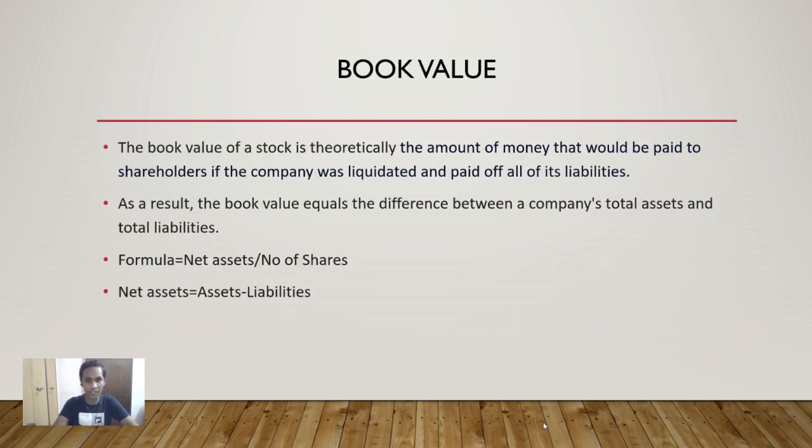The second ratio is the book value ratio. The book value of a stock is theoretically the amount of money that would be paid to the shareholders if the company was liquidated and paid off all of its liabilities. As a result, the book value equals the difference between a company's total assets and total liabilities. To calculate the book value of a company, we use the formula of net assets upon number of shares. Here, net assets equal total assets minus liabilities.